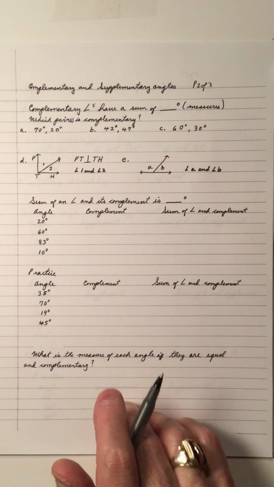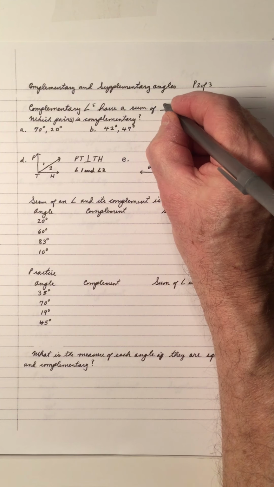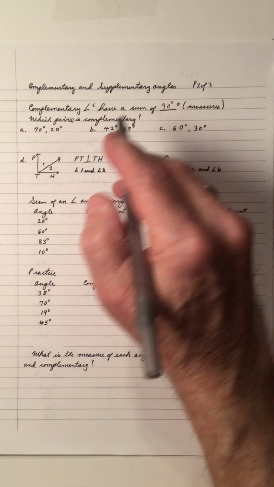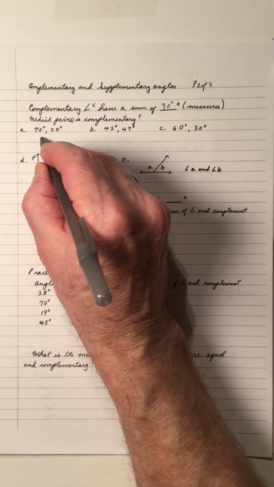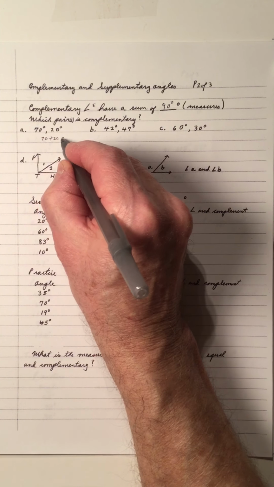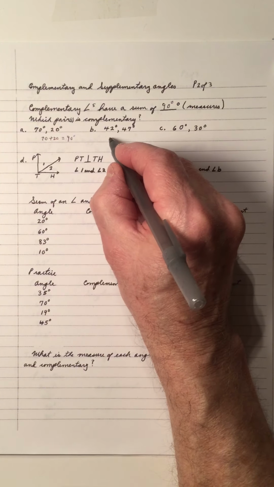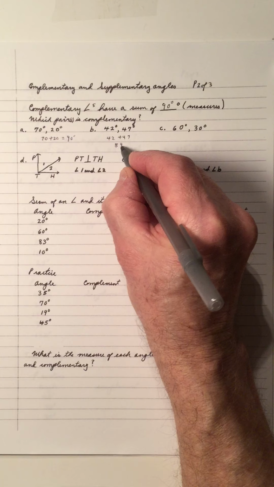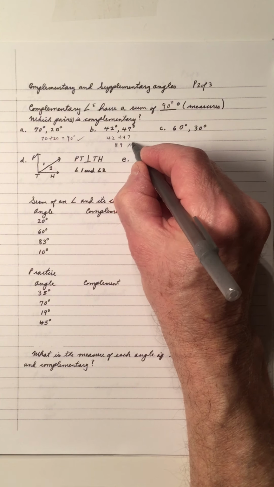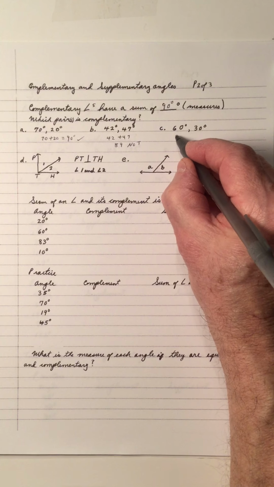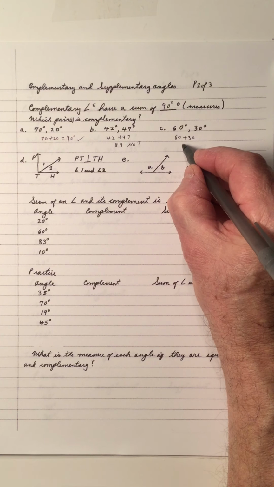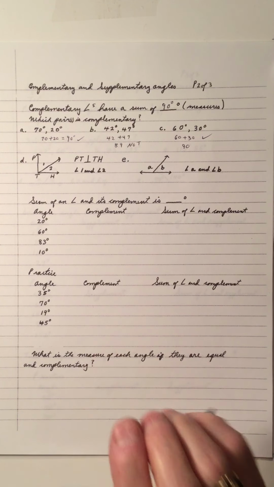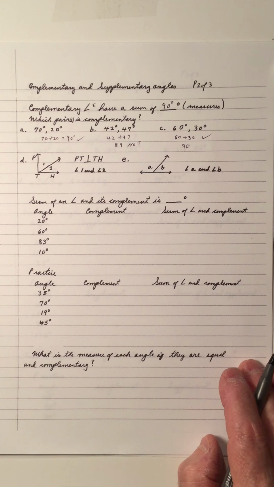Complementary and supplementary angles. Complementary angles have a measure of 90 degrees. They add up to 90. Which pair are complementary? 20 plus 70 makes 90. 42 plus 47 makes 89, so they are not complementary. 60 plus 30 add up to 90, so they're complementary. Complementary angles are two angles that have a sum of 90 degrees.